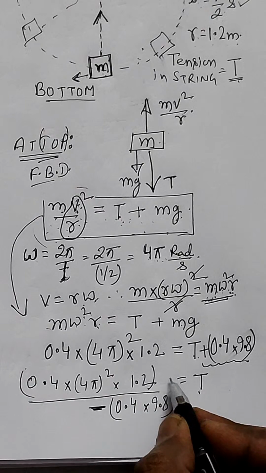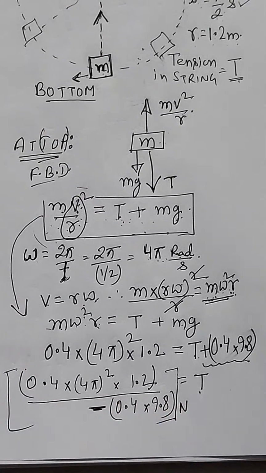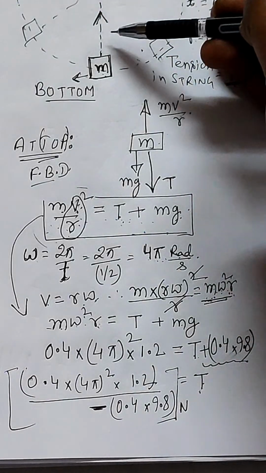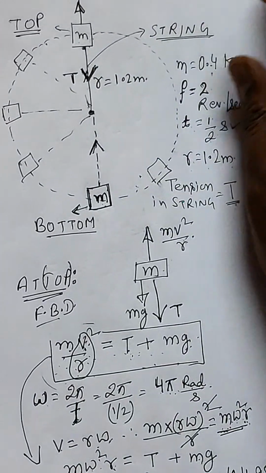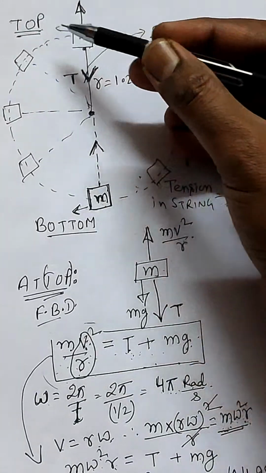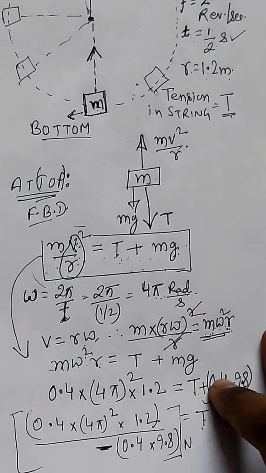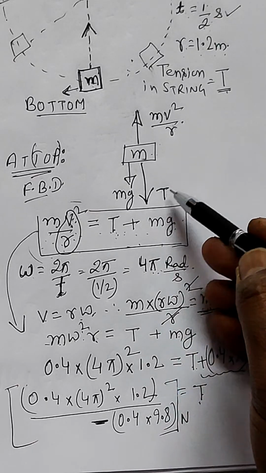This much of Newton is the tension which is developed in this string when the body is at the top position. Here you can see that when the body is at the top, the tension developed in this string is this much. Based upon the free body diagram, we calculated the value of this T.